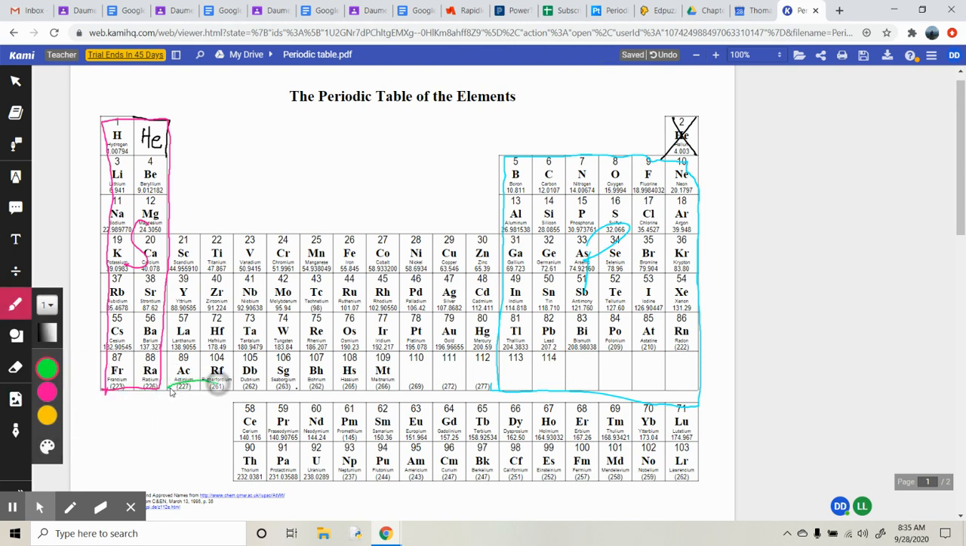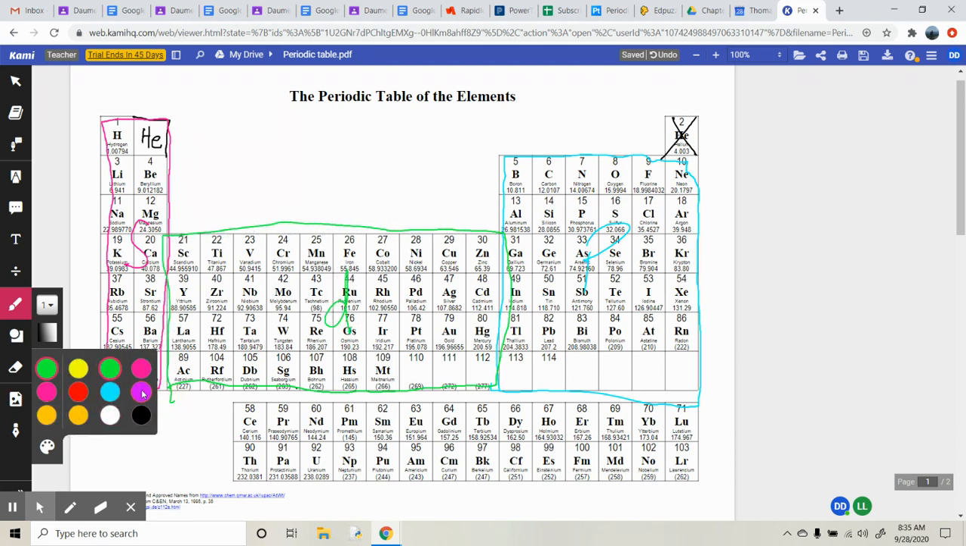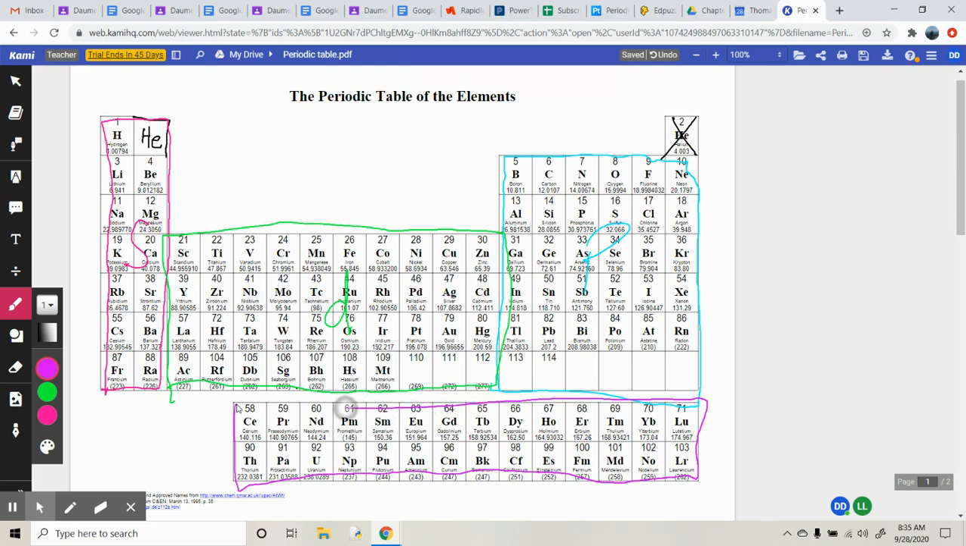Right here in the middle, all these transition metals in this big long rectangle, these are our d orbitals. And then down here, this lanthanide and actinide series are our f orbitals. Okay, so we don't start getting into p orbitals until we get into these elements, d's until we get into these, and f's until we get into these orbitals.